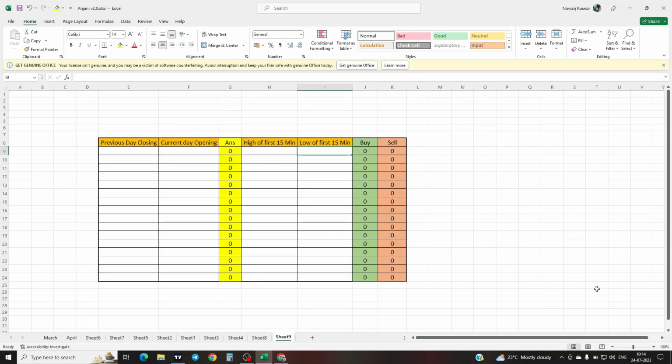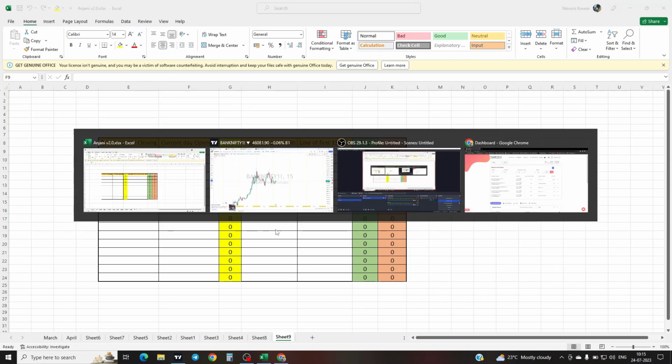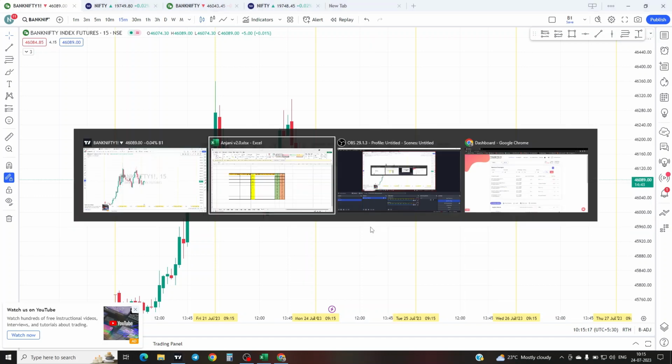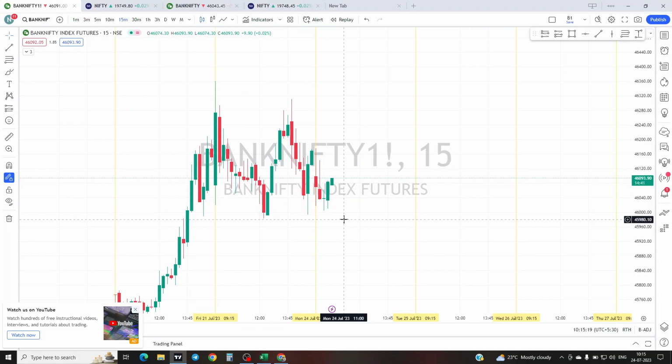So this is the Excel sheet which I have created. The values we must enter in the Excel sheet are previous day closing, current day opening, and high of first 15 minutes candle, low of first 15 minutes candle of the present day. This is the present day's first 15 minutes high, first 15 minutes low, and this is previous day closing, current day opening. So let me quickly jump into the strategy and show you how to mark the levels and how to enter the values also.